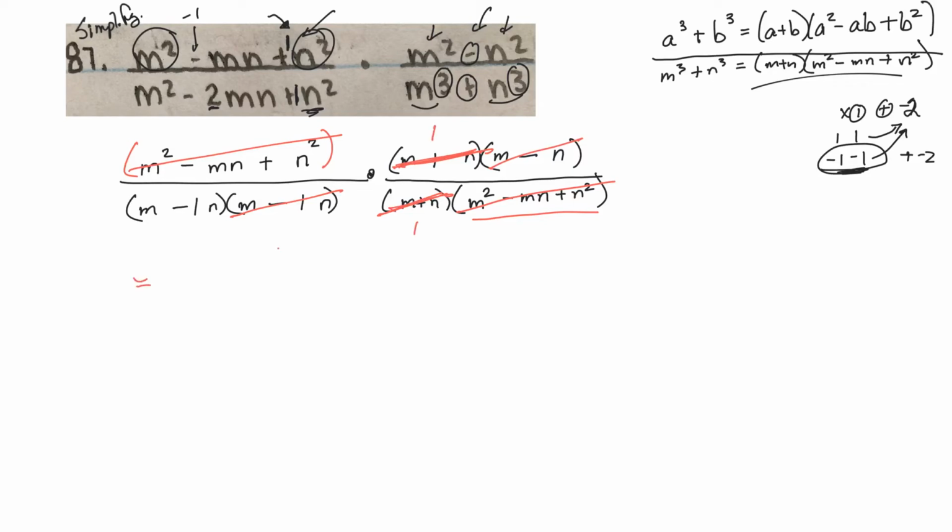So on the top, I still have a 1, and on the bottom, I would just have this one left, an m minus n. If you left it as m in bracket m minus 1n, if you put the brackets in, you don't have to have them because it's only one term now. But either this or this will work. All right, hopefully that helps you with that one.